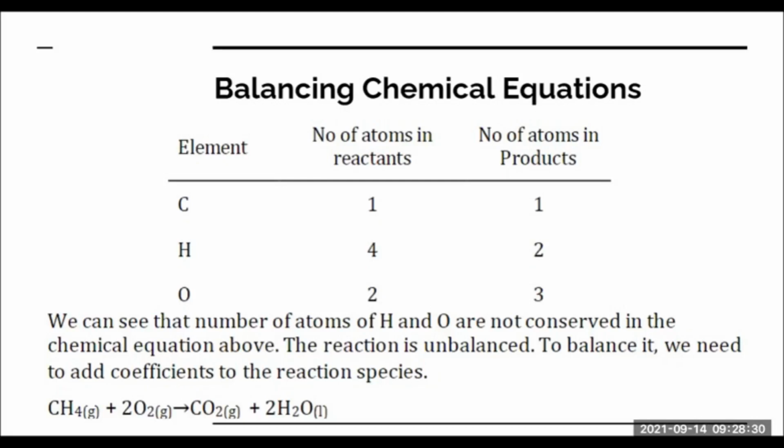The reaction is unbalanced. To balance it, we need to add coefficients to the reaction species. Okay? By coefficient, we mean multipliers like this one. If we multiply oxygen gas by 2 and then multiply H2O by 2, we now have 1 carbon, 4 hydrogen, 2 times 2, 4 hydrogen, 2 times 2, 4 oxygen, 2 plus 2, 4 oxygen. So the chemical equation is now balanced.